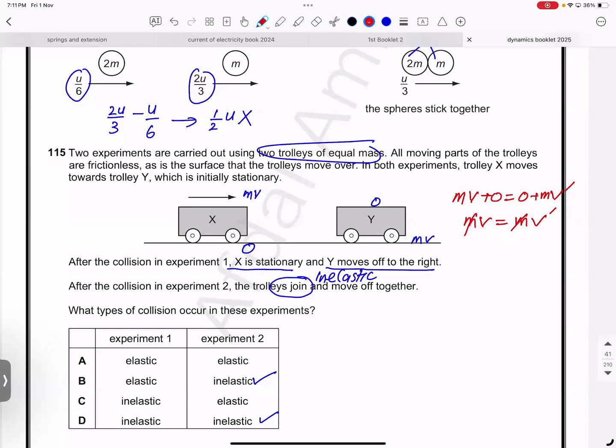It's a valid question. He says, how do I know the velocity is also the same? So this is an elastic collision. The right option is B.